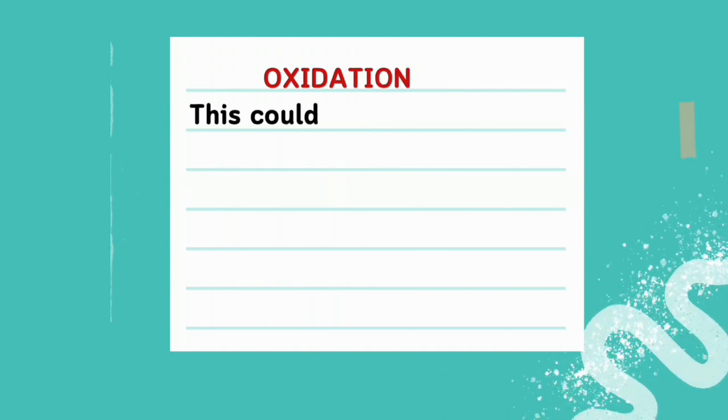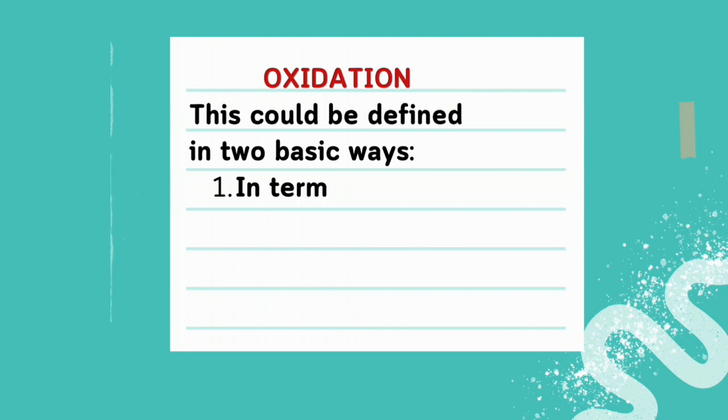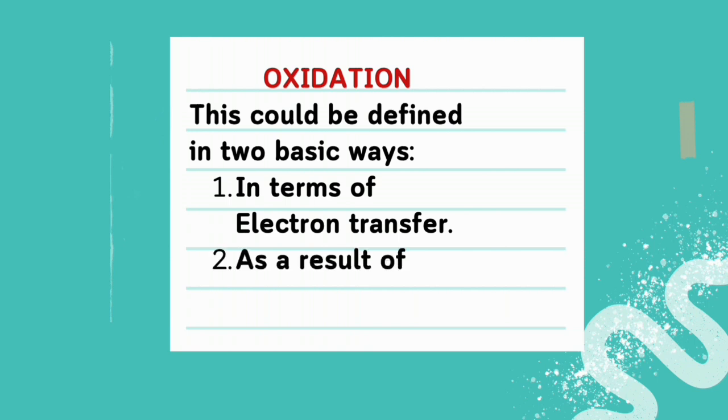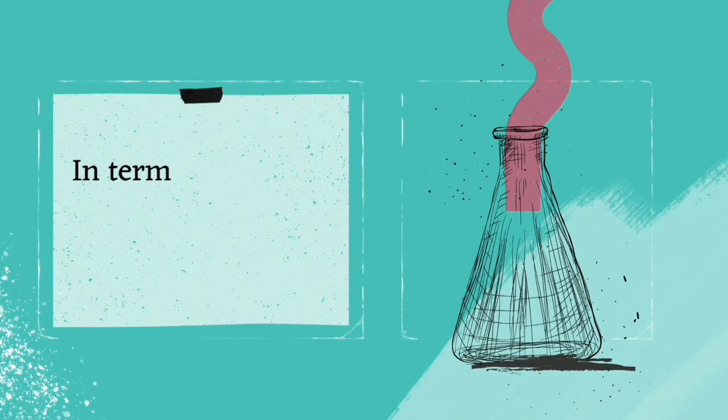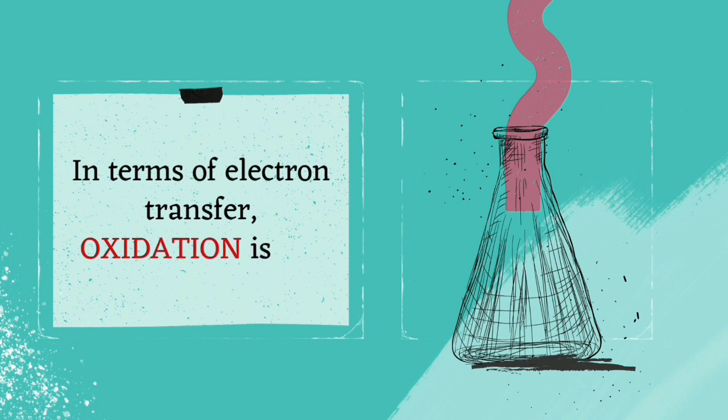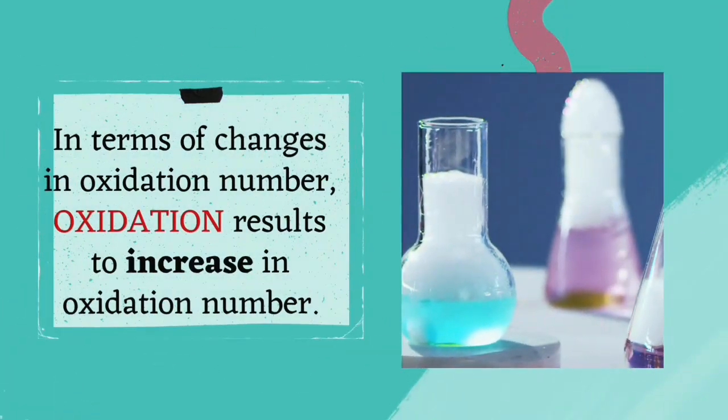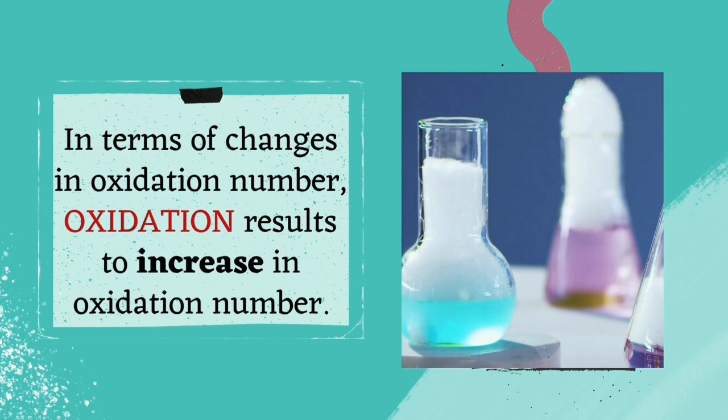Now, what is oxidation? Since it is about two concepts, oxidation and reduction, what is specifically oxidation? Oxidation could be defined in two basic ways: one in terms of electron transfer, and two as a result of changes in oxidation number. In terms of electron transfer, oxidation is a chemical process that involves the transfer of electron, but in this aspect, oxidation results in the loss of electrons, as A loses its electrons to B. In terms of changes in oxidation number, oxidation results in an increase in oxidation number.